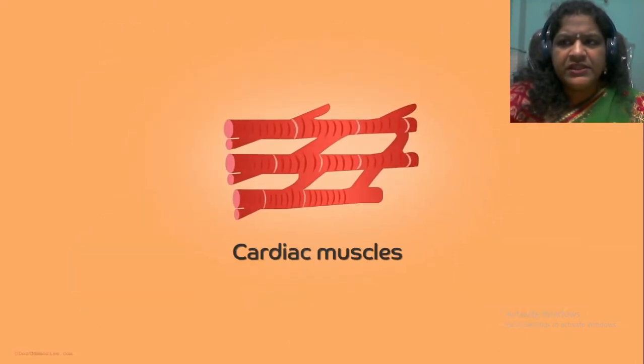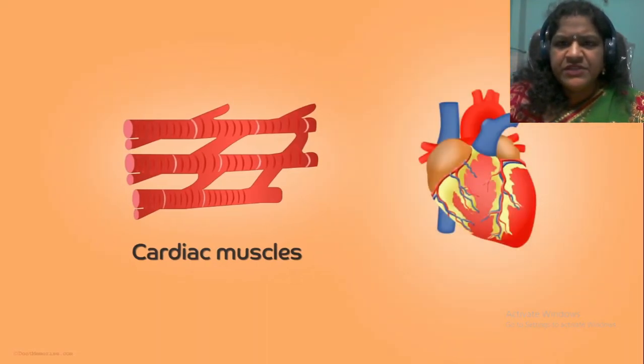Now take a look at the last type, that is cardiac muscles. Again, the name suggests the functions and location of these muscles. These muscles are found in the heart.